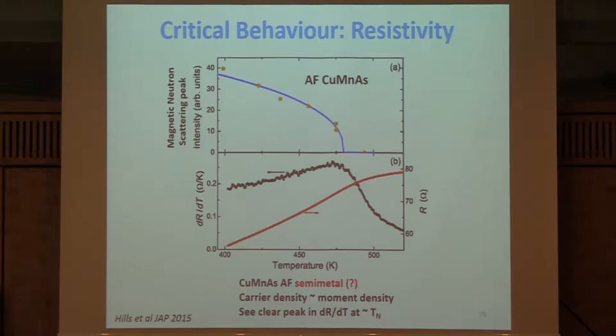So here's some of the neutron data, which is falling down to zero at around 480, and the peak here is a bit below 480. What happens is disorder broadening always pushes these peaks down below the real temperature. In actual fact, we don't really know how many carriers we've got in the copper manganese arsenide. It's a semimetal with rather a lot of carriers for a semimetal, or a metal with rather few carriers for a metal. But you can see a clear peak, and you can use that.